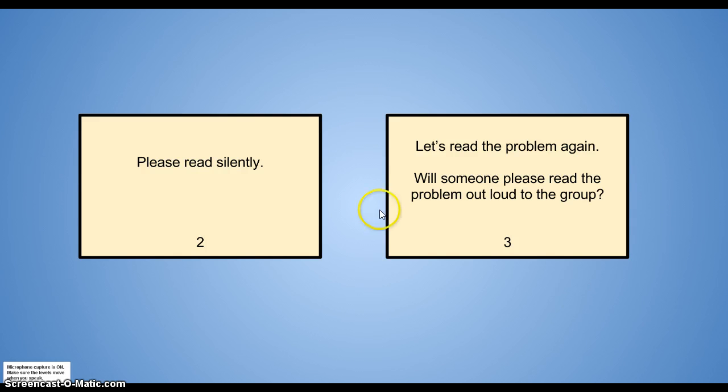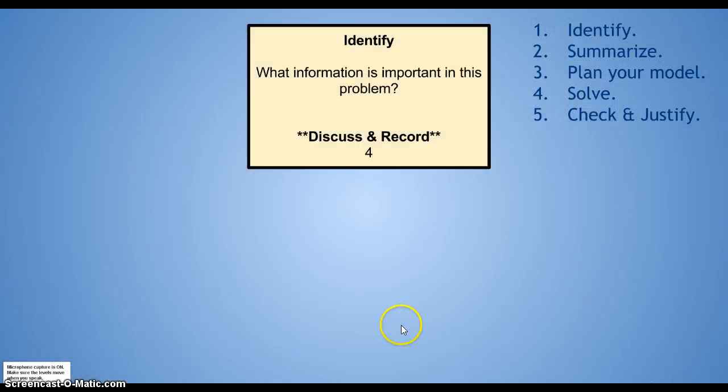The fourth card is where our first step of our problem-solving plan comes in. So the fourth card is going to tell the students to identify. And it's going to ask the question, what information is important in this problem? Discuss and record. So every time the words discuss and record are on a card, this is going to prompt the students to discuss what the question is asking and to record it on their graphic organizer.